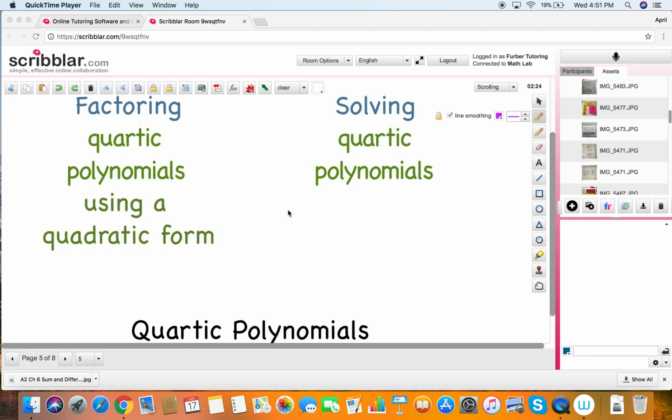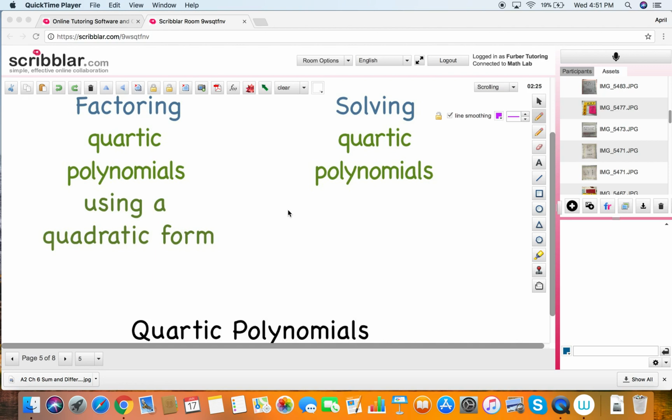So in the last lesson, in the last videos, we talked about factoring and solving polynomials that were cubes, sum of cubes and difference of cubes. Now we're going to move on to quartic polynomials, polynomials that have a fourth power in them. Now we're not done looking at how to factor cubic polynomials.